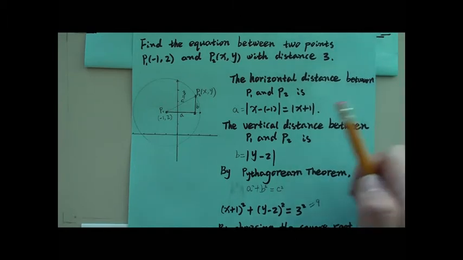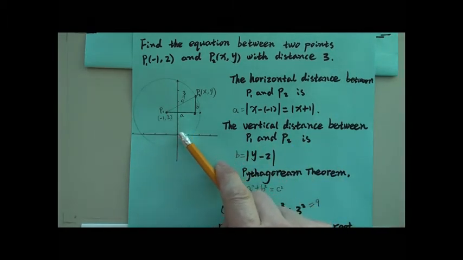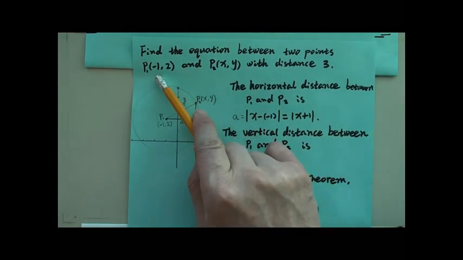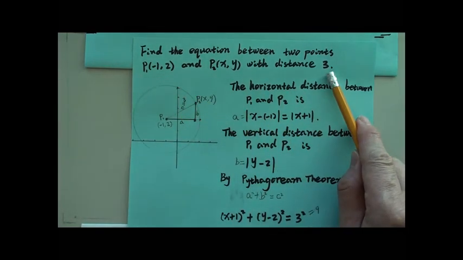If this center sometimes can be here, think about what the equation would be. In this case, this is the center of the circle, and the radius is 3.